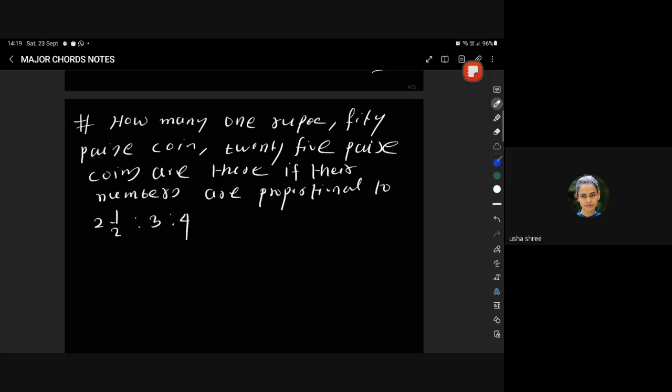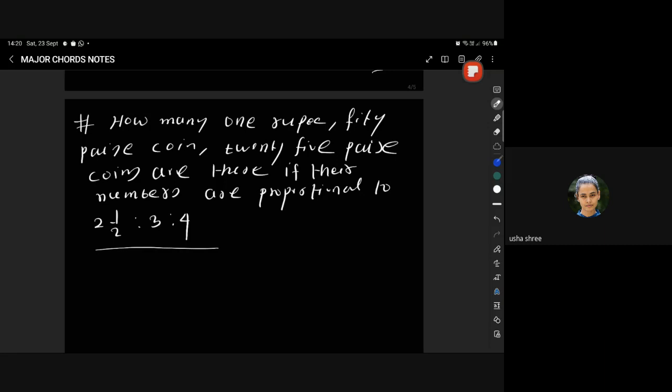There are some coins where the numbers of coins are in a ratio. Suppose there are 10 numbers of 1 rupee coins, then 5 numbers of 50 paisa coins, or 2 or 3 25 paisa coins. Then there will be a ratio of the numbers, 10 is to 5 is to 2 or 3. So this is also the ratio of the number.